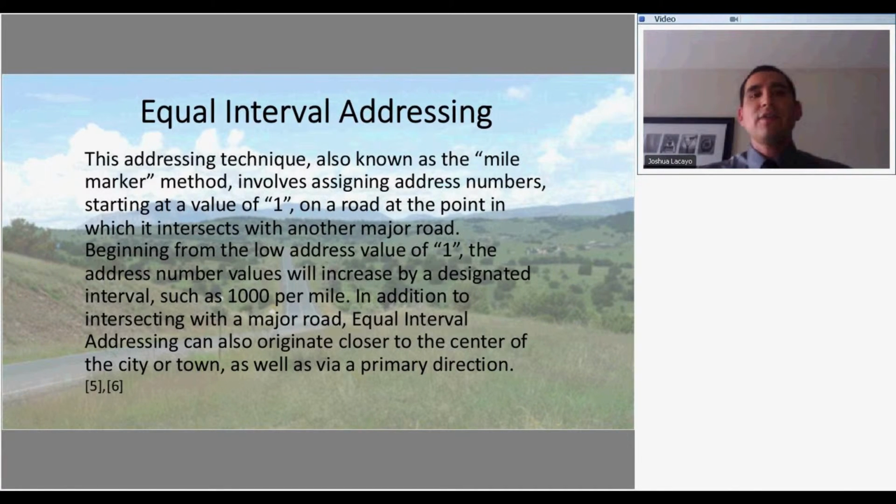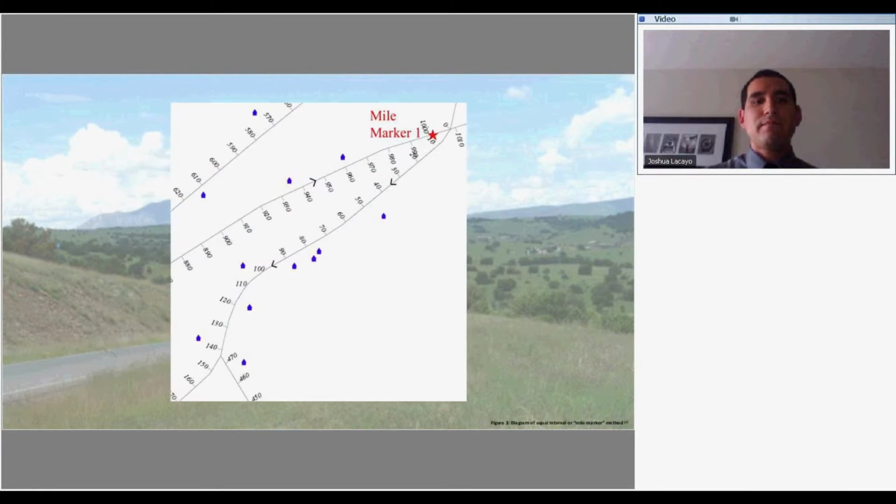The third and final method is equal interval addressing. This method is also called the mile marker approach and is best suited for rural areas that have irregular road networks. Every road begins at 1 and increases at a standard interval per mile of roadway. Just like in block addressing, even, odd, and logical numeric sequencing rules do apply. The assigned address number will indicate the distance from the road's origin. And here's a visual example of equal interval addressing.